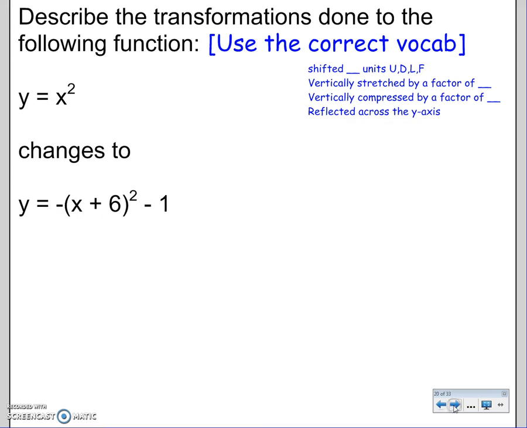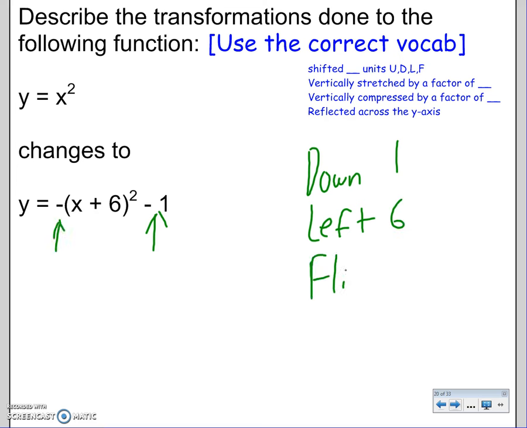All right. Same thing here. Talk about this. That -1 by itself, that is down 1. That +6 means it is left 6. And that negative means it is flipped upside down. But you should use this word: reflected across the y-axis.